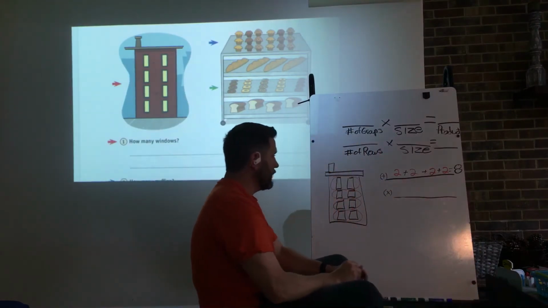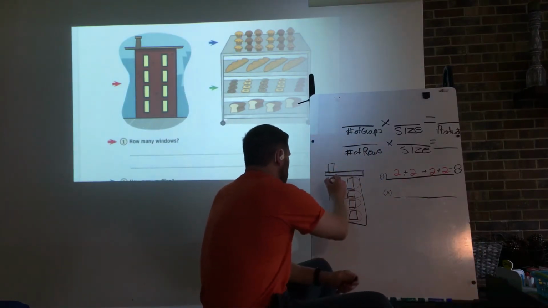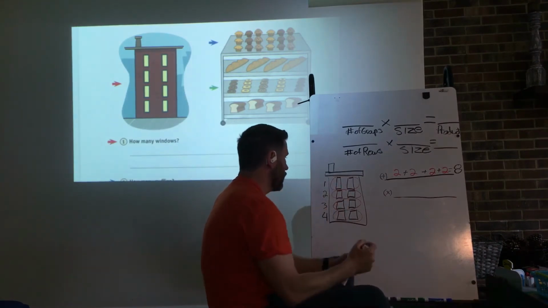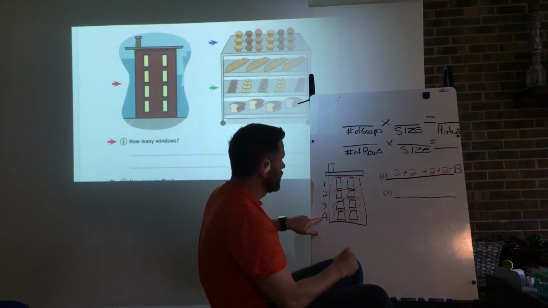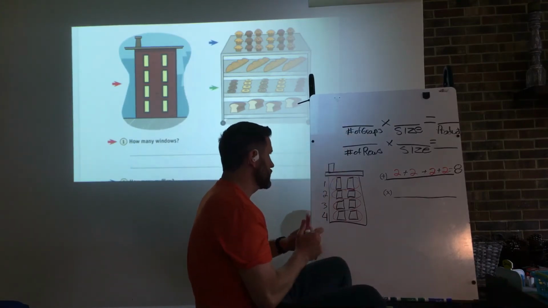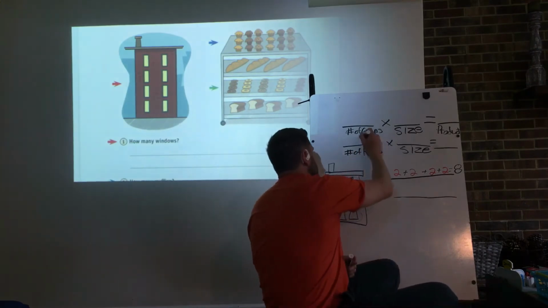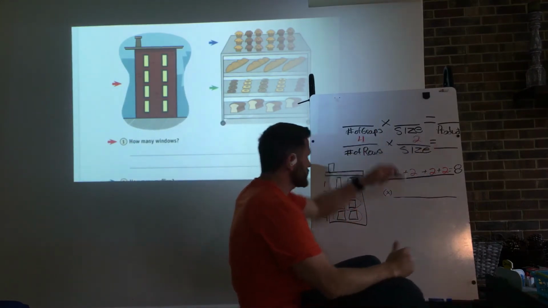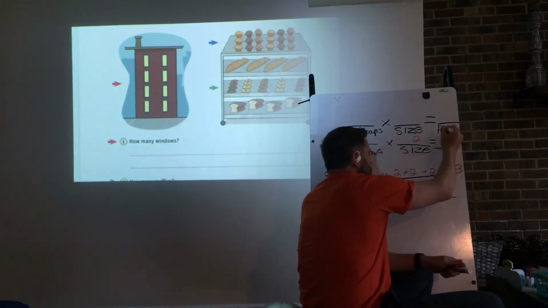Excellent. So how many rows are there? There's 1, 2, 3, 4. There's 4 rows. There's technically 4 groups. So we're just going to put rows. Number of rows, there's 4 rows. And there's 2 in each row. 4 times 2 is 8.